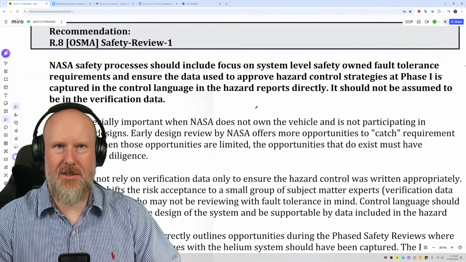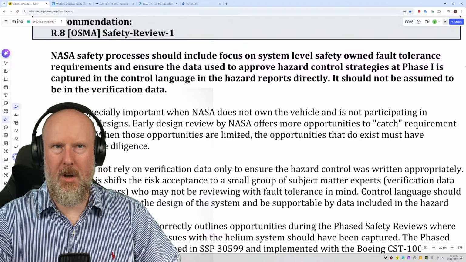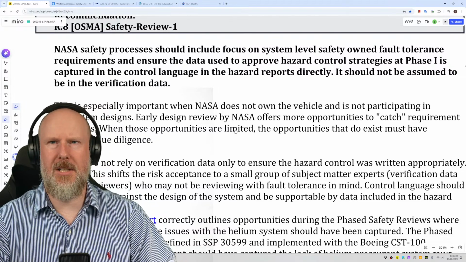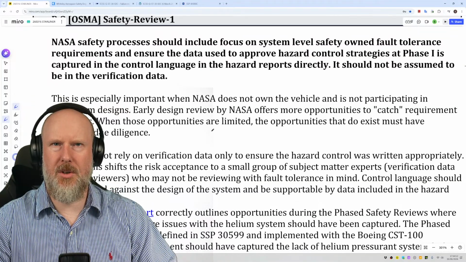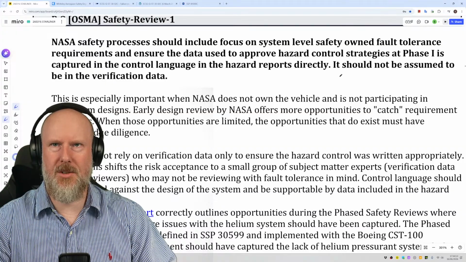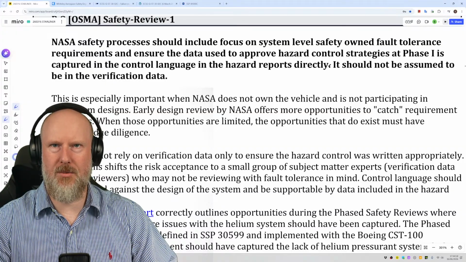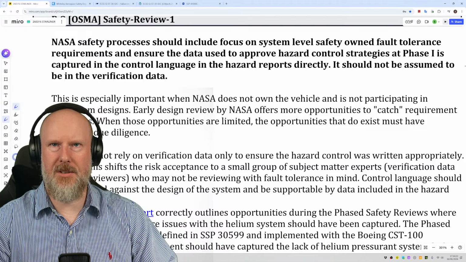Anyway, recommendation OSMA, can't remember what that is. Safety Review 1. NASA safety processes should focus on system level safety, owned fault tolerance requirements, and ensure that data used to approve hazard control strategies at phase 1 is captured in the control language in the hazard reports directly. It should not be assumed to be in the verification data.